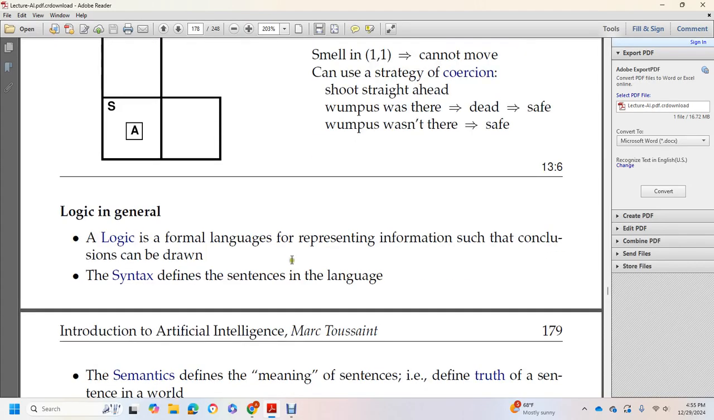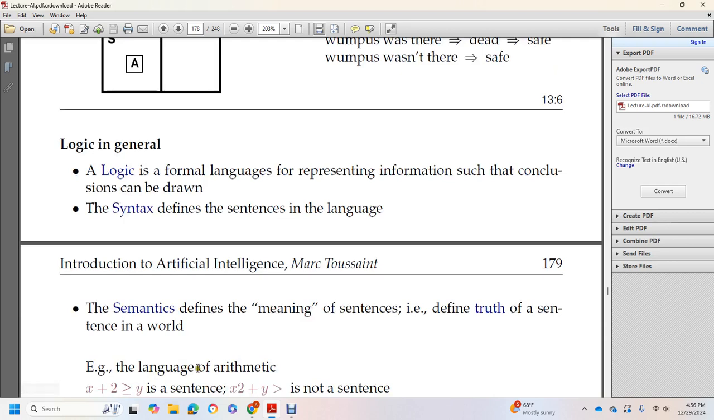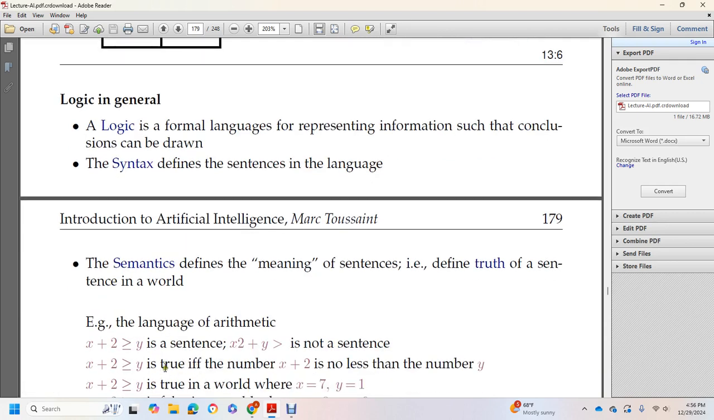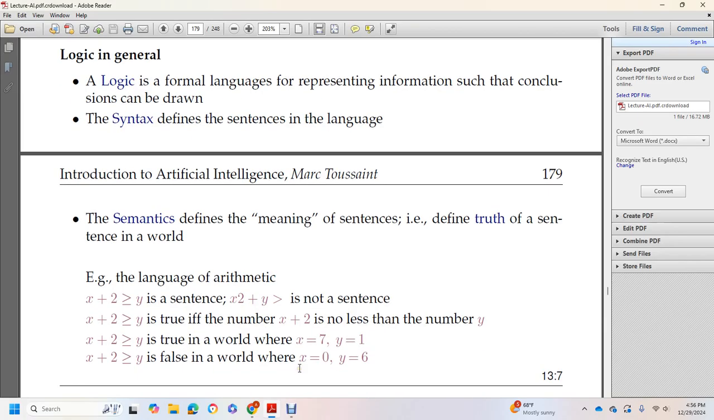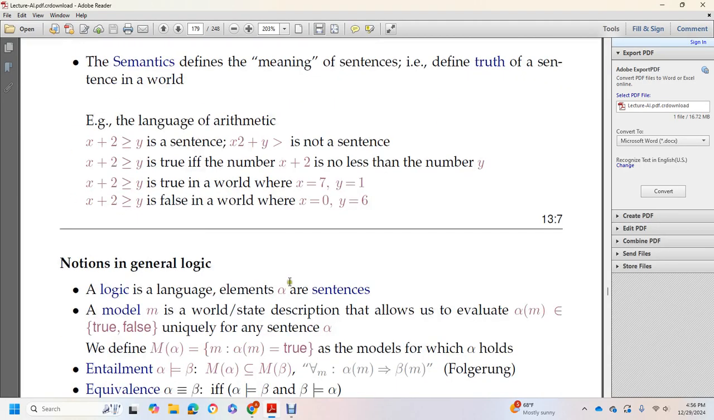Logic in general is a formal language for representing information such that conclusions can be drawn. Syntax defines the structure of the language. Semantics defines the meaning of a sentence, that is, the truth of the sentence in a world. In the language of arithmetic, a sentence is true in the world where it holds and false in the world where it does not, and that's basically your DOS, like what it's called, strings.